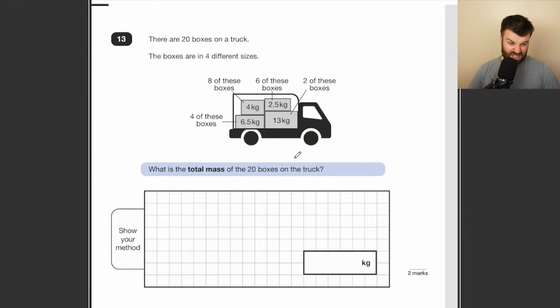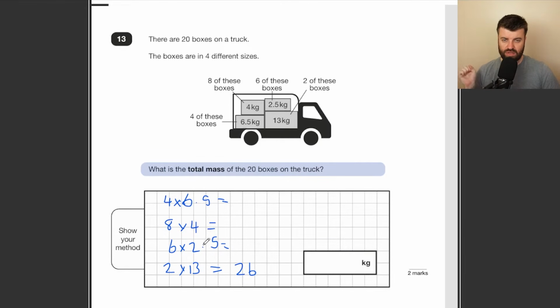Well, it's quite simple really. We just need to do 4 multiplied by 6.5. We need to do 8 multiplied by 4. We need to do 6 multiplied by 2.5. And we need to do 2 multiplied by 13. When we've got all of those, we add them all up. Simple as that. 2 times 13 is 26. 6 times 2.5, quick way to do this: 6 times 2 is 12.